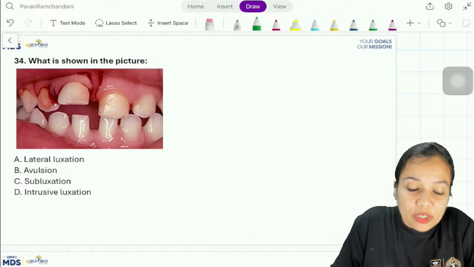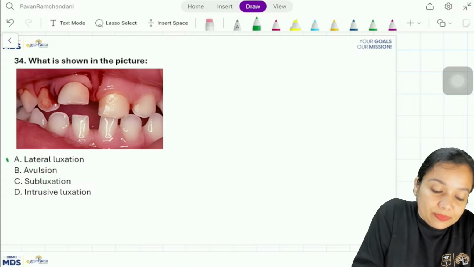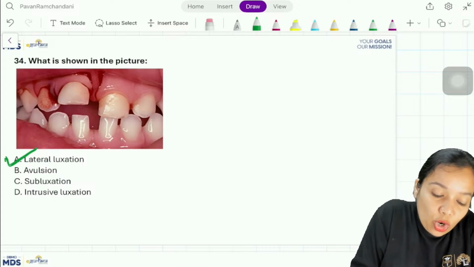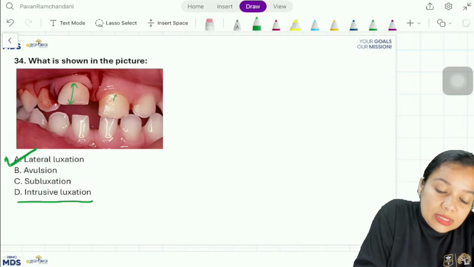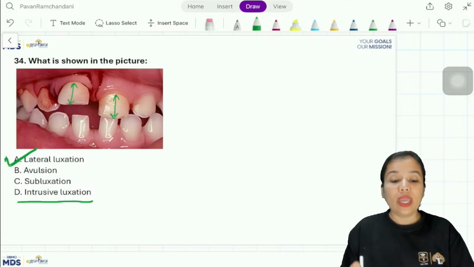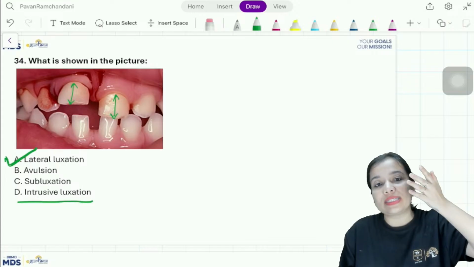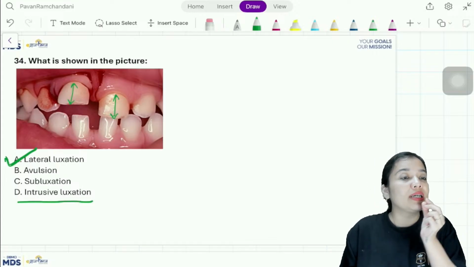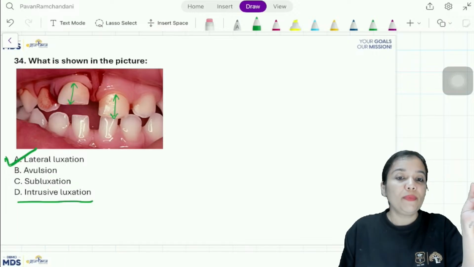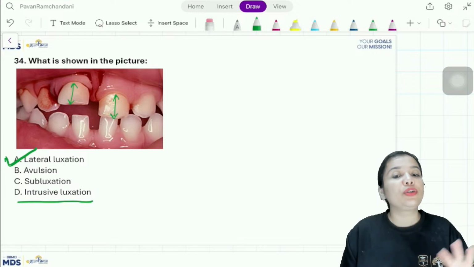So in this particular picture, what you see is lateral luxation. So why is it not intrusive luxation? Because the size of the tooth seems to be the same. Okay, in intrusive luxation, the tooth will go inside, so the size of the tooth will look smaller because it's gone inside, but the size of the tooth is same. That means the tooth has been luxated sidewards. Okay, so that means it has become lateral luxation and not intrusive luxation.